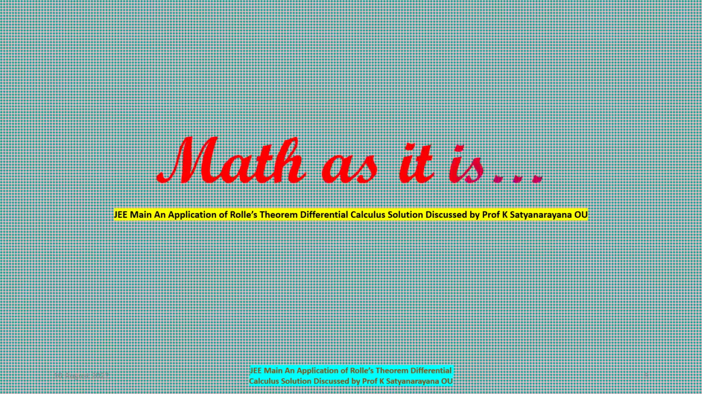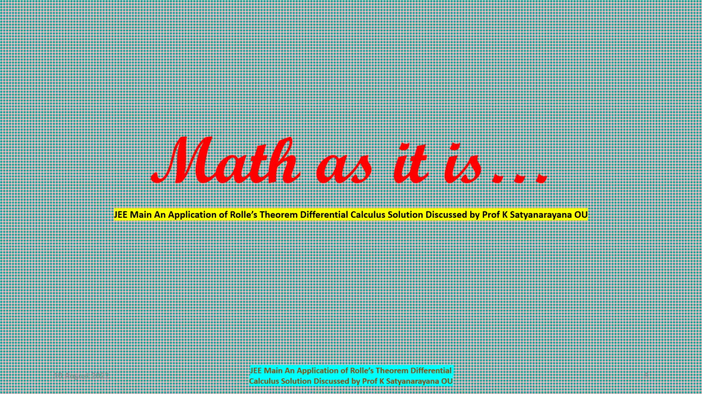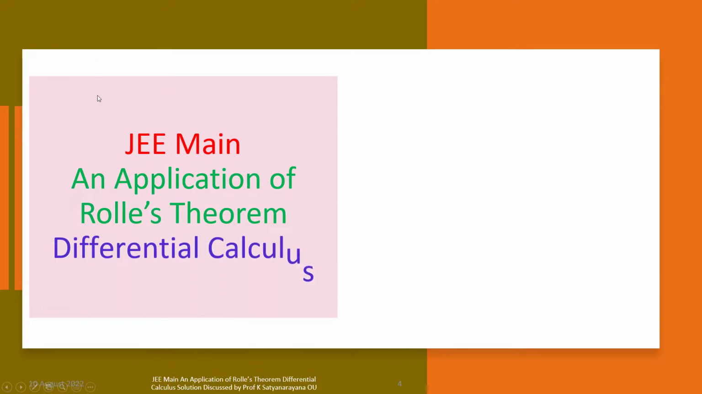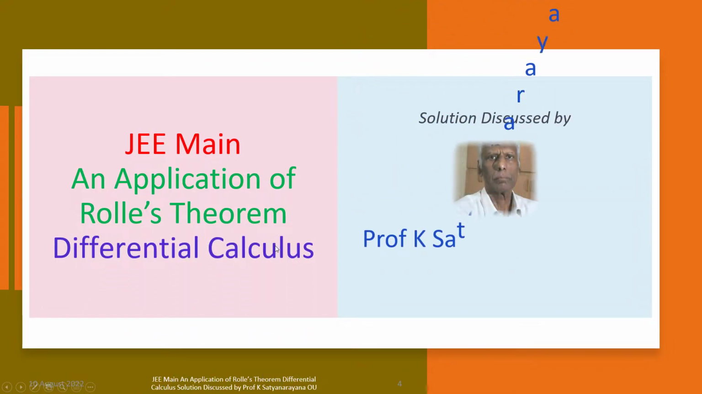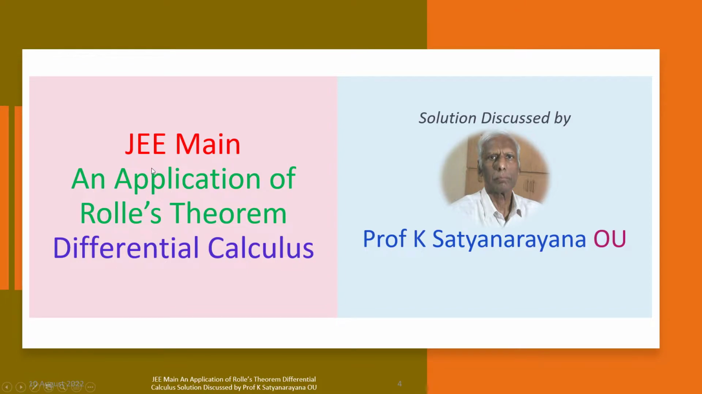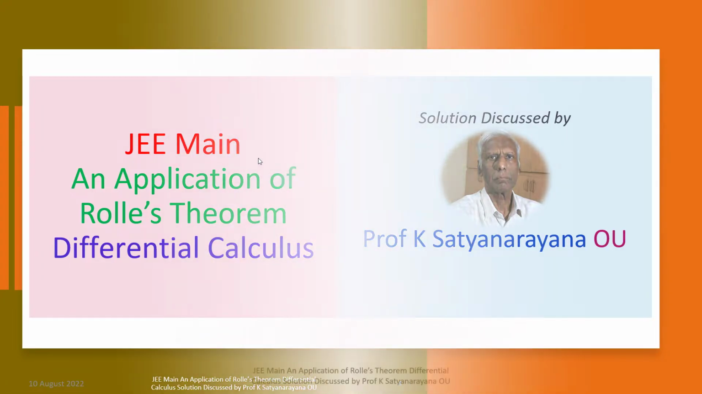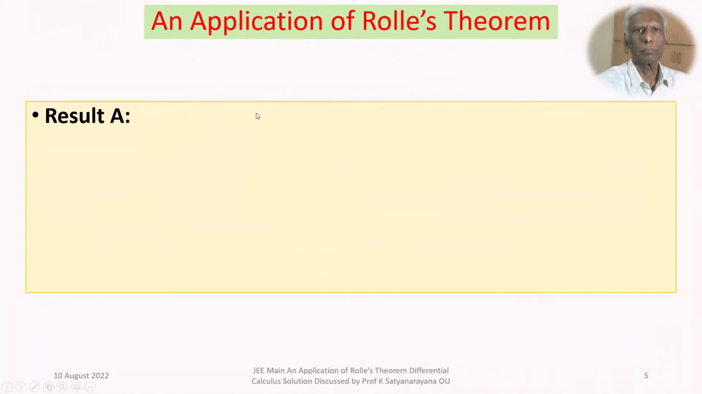We now discuss an application of Rolle's theorem from the section Differential Calculus, and it is meant for Joint Entrance Examination Main aspirants. The result is, we call it as the result A.